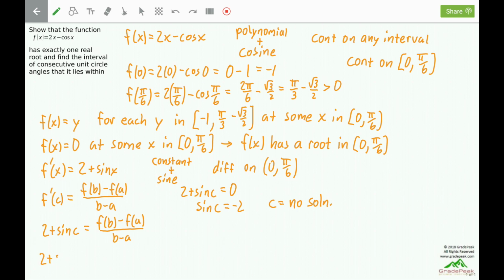So if 2 plus sine of c cannot equal 0, the left side of the mean value theorem can't equal 0, then neither can the right side. So this also cannot equal 0. Well, if this doesn't equal 0, then its numerator can't equal 0. So this tells us that f of b minus f of a cannot equal 0. Adding f of a to both sides, f of b cannot equal f of a.